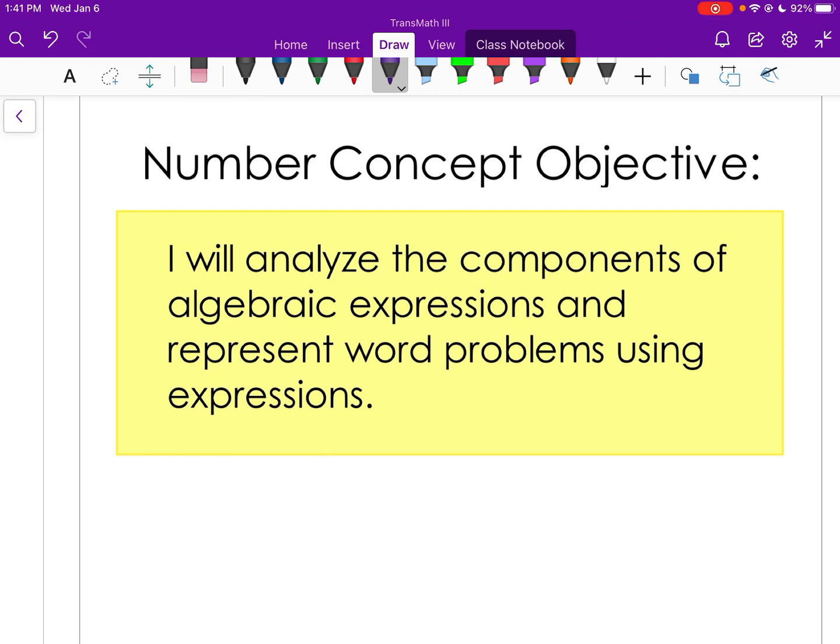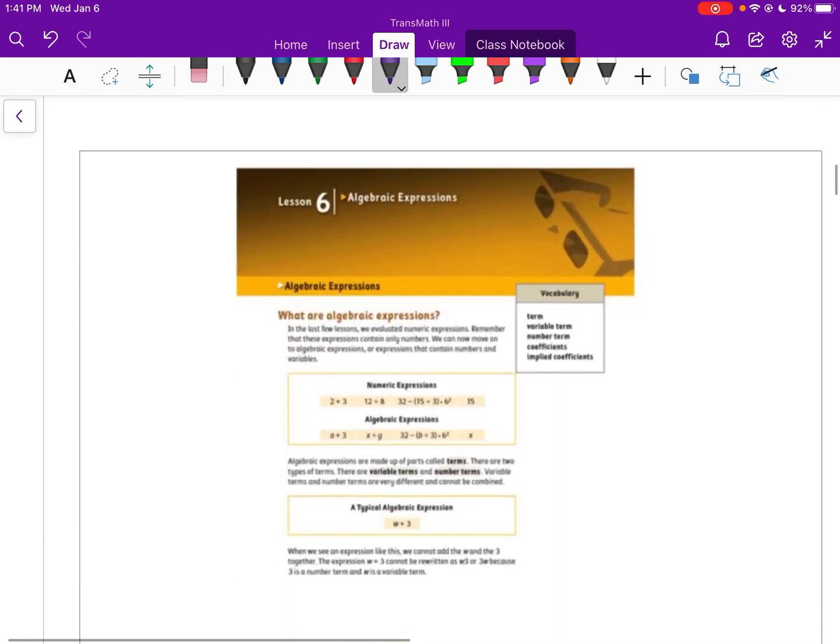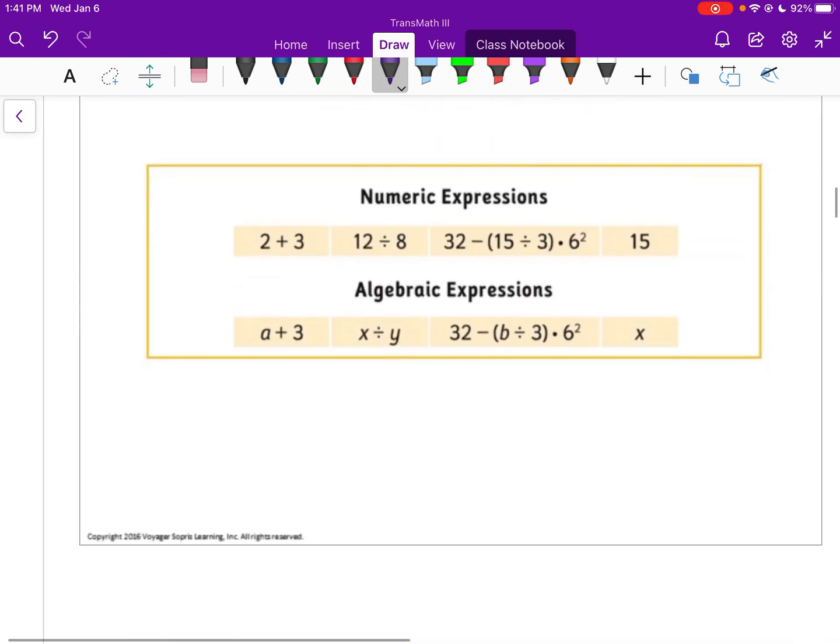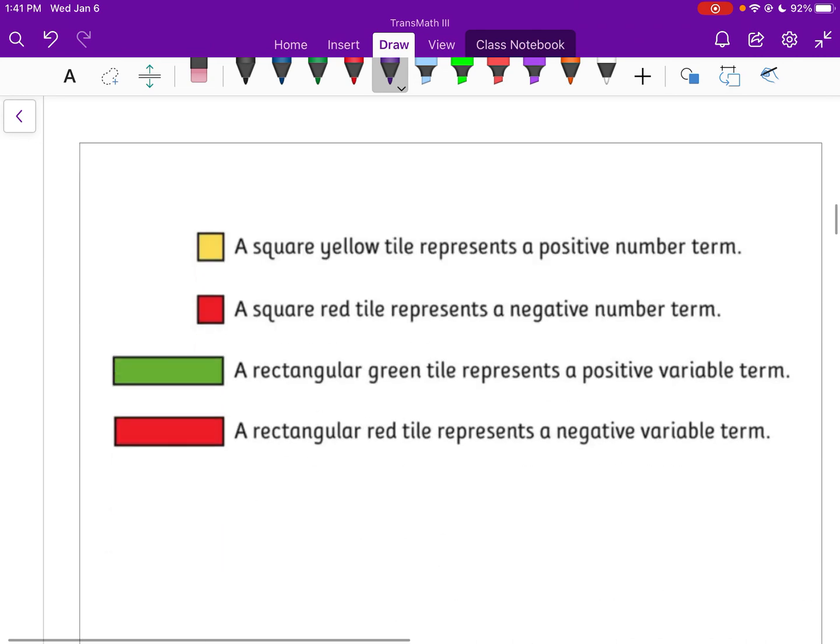Objective for today: analyze the components of algebraic expressions and represent word problems using those expressions as well. So, up to this point, we've been simplifying numeric expressions using our PEMDAS: parentheses, exponents, multiplying, dividing, adding, and subtracting. Now, moving forward with this lesson, we're going to introduce algebraic expressions. In the next couple lessons, we will start simplifying algebraic expressions.